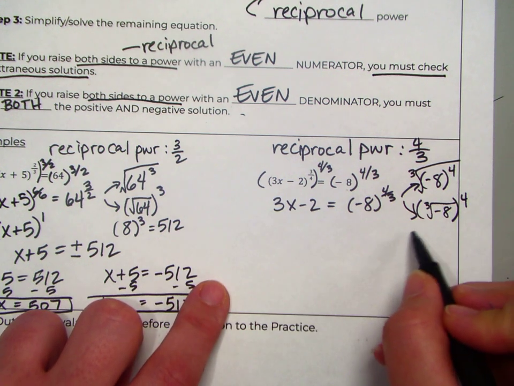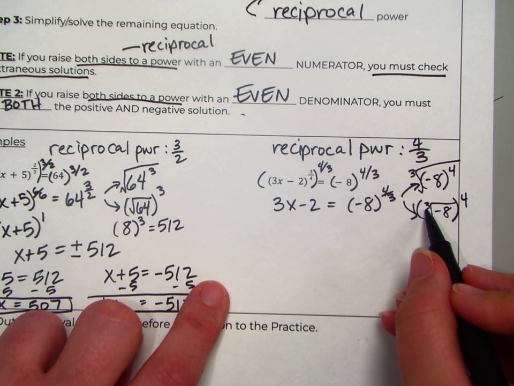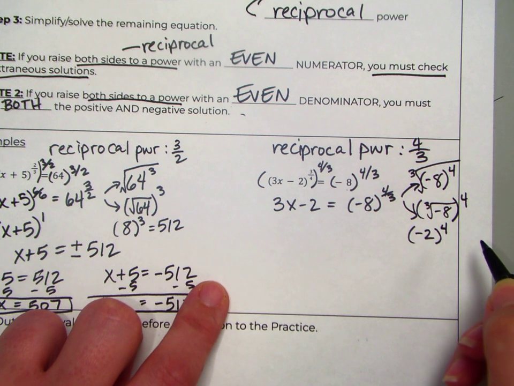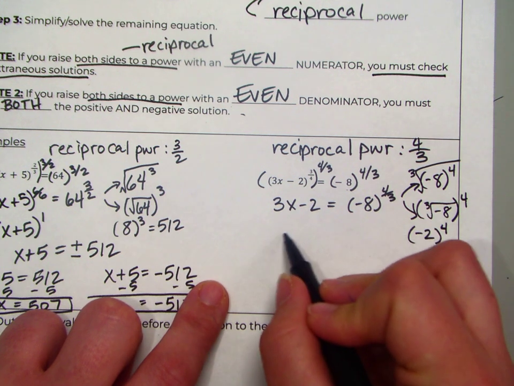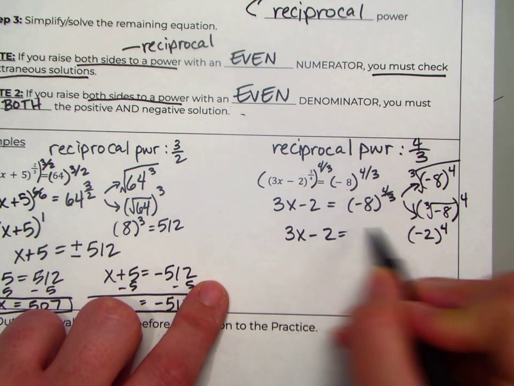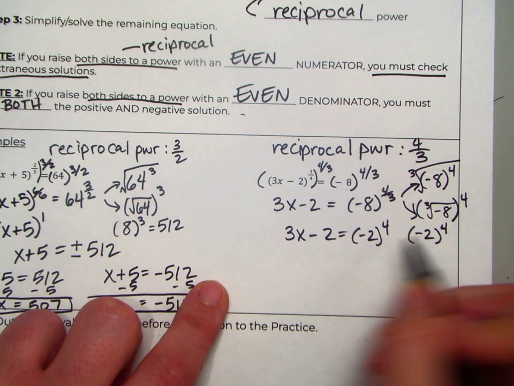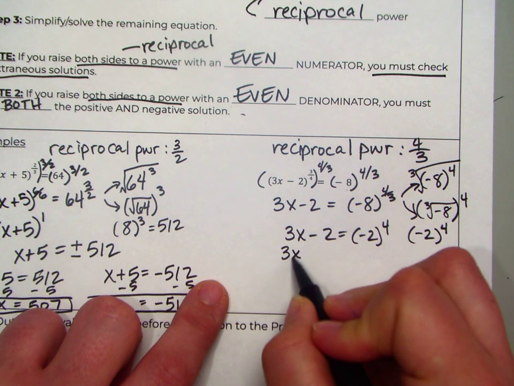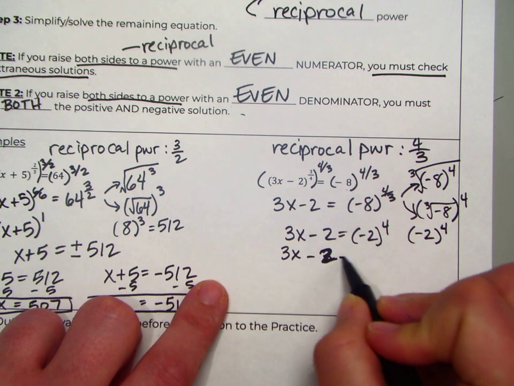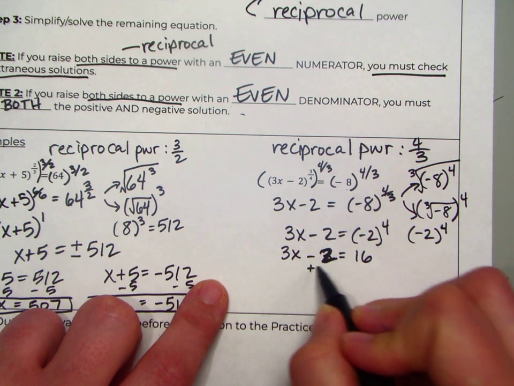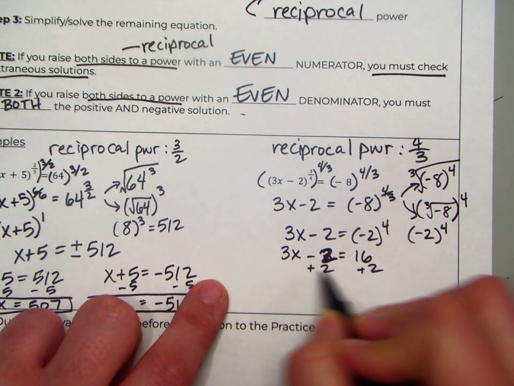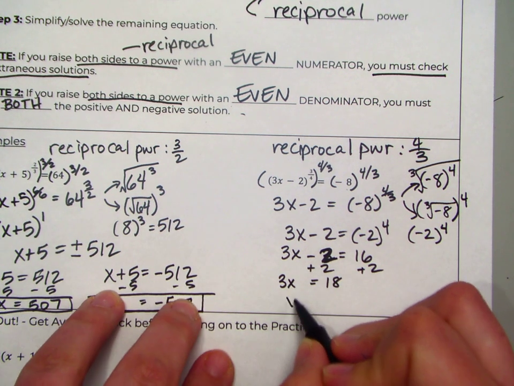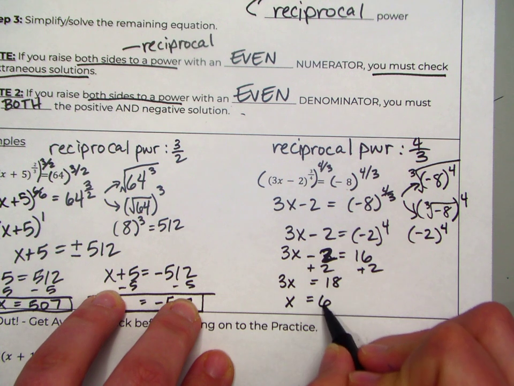So negative 8 cube rooted is going to give me negative 2. So now I have negative 2 raised to the 4th power for that simplification. So I've got 3x minus 2 equals negative 2 to the 4th power. Negative 2 to the 4th power is positive 16. So I'm going to rewrite 3x minus 2 equals 16 and solve the two-step equation. Divide both sides by 3, we get x equals 6.